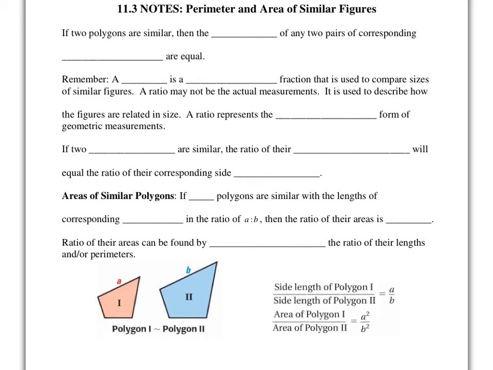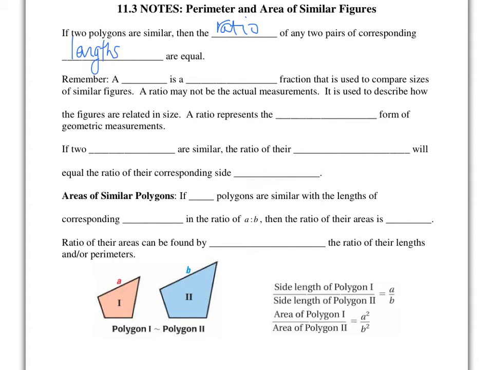In these notes, we're going to go through the perimeter and area of similar figures and how that ratio changes versus just the size of the figure. So a couple things. We need to go through some notes on just our ratios again and similar figures and just proportions. So if two polygons are similar, then the ratio of any two pairs of corresponding lengths are going to be equal.